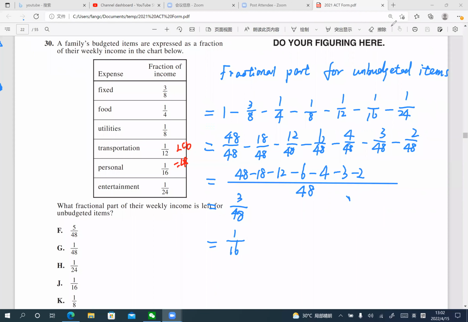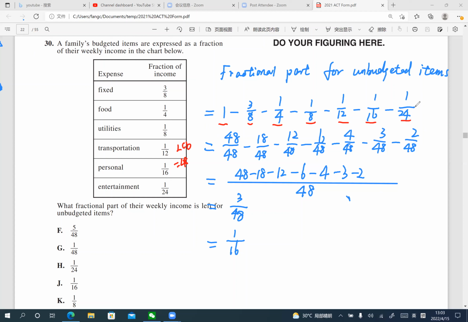Question 30. A family's budgeted items are expressed as a fraction of their weekly income in the chart below. What fractional part of their weekly income is left for unbudgeted items? So the fractional part for unbudgeted items should be equal to 1 minus all the fractions for budgeted items, which is 3 over 8, and 1/4, 1/8, 1/12, 1/16, and 1/24.